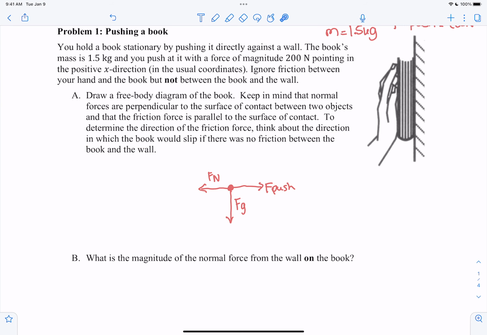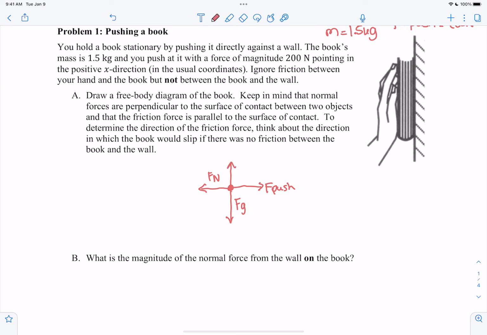What direction would the book slip in? If we just removed our hand, where would it go? Down, right, because of gravity. The book would just slip downwards. So in order to counteract that intended motion, or that normal motion of the book, static friction would have to be pointing in the opposite direction.